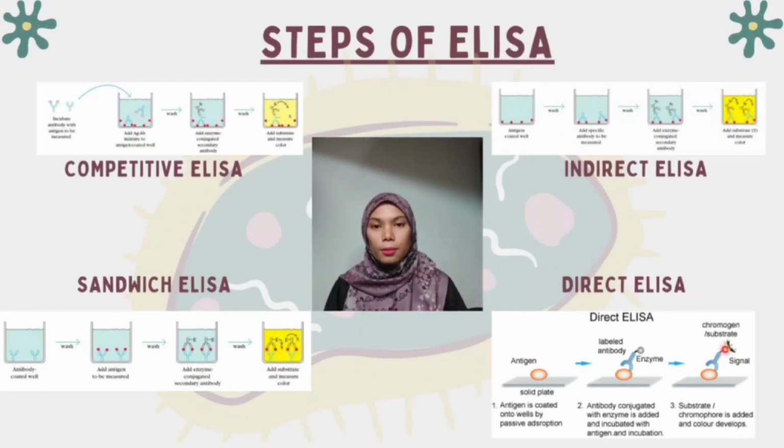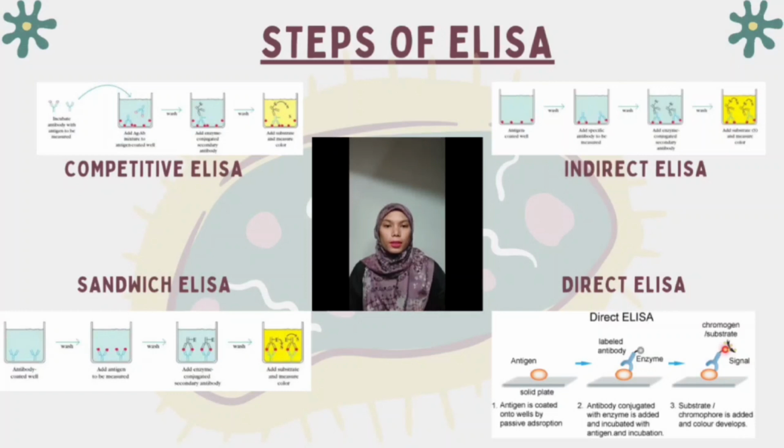Next, the free enzyme-linked secondary antibodies are removed by washing the plate. And the last step is the substrate is added. The substrate is converted by the enzyme to form a colored product, which can be measured by using spectrophotometry.